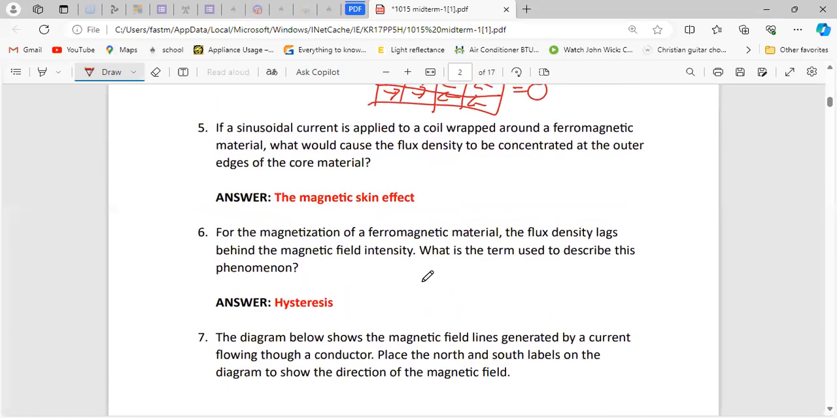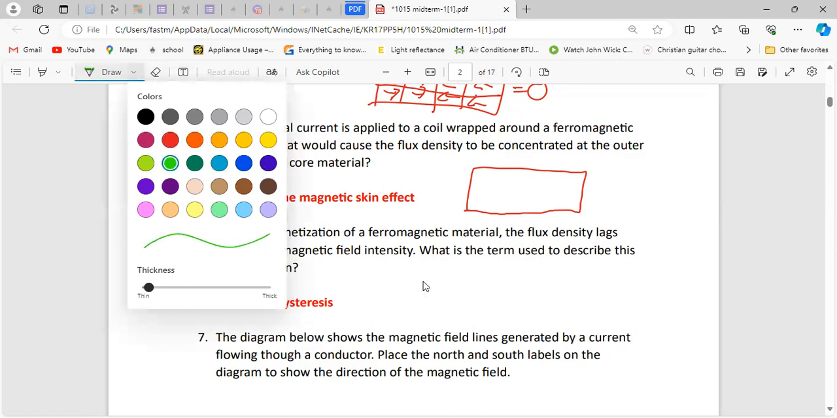Right. Number 5. If a sinusoidal current is applied to a coil wrapped around a ferromagnetic material, what causes the flux to concentrate on the outer edges of the coil? Alright, so I'll show you this. Right. So by introducing you all to this, right?